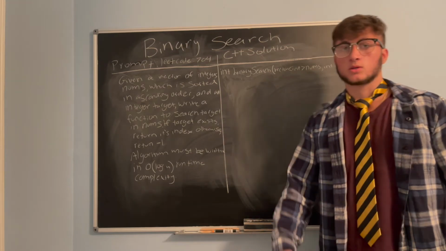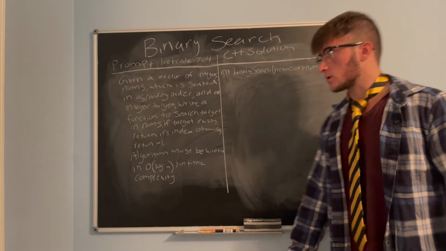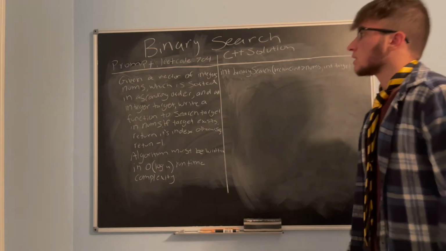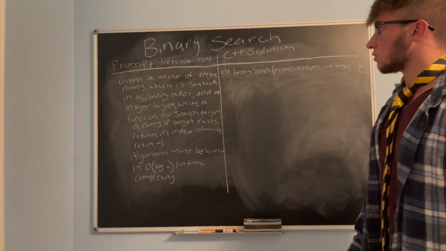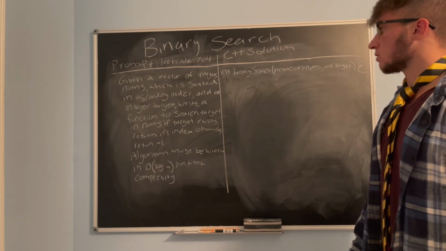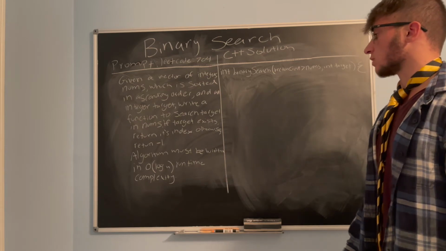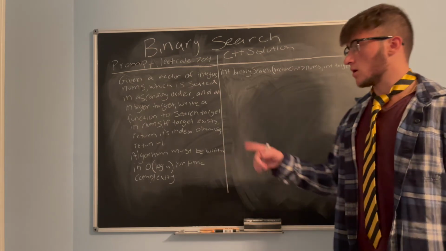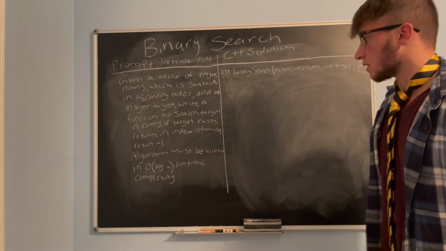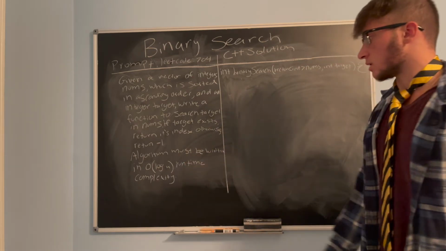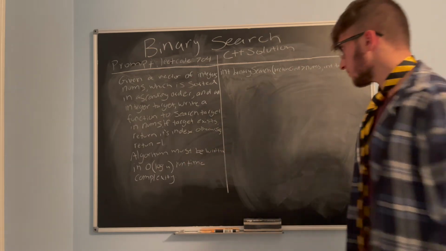All right, so how do we actually implement binary search in code, right? So I have this prompt right here that says, given a vector of integers nums, which is sorted in ascending order, and an integer target, write a function to search target in nums. If target exists, you return the index, otherwise you return -1. And the constraint is the algorithm must be written in logarithmic time complexity.